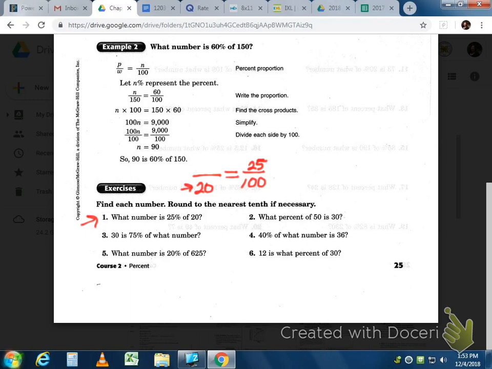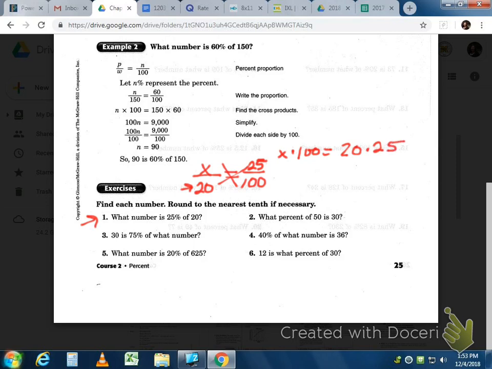What's my other number? X or N. Doesn't matter. We don't know it. We've got all the spots filled in now. We're ready to cross, and this is what you'd show on your homework. So we're going to say X times 100 equals 20 times 25.